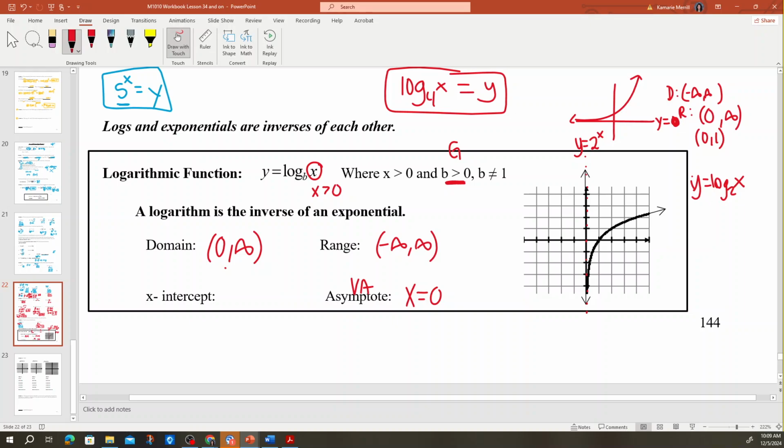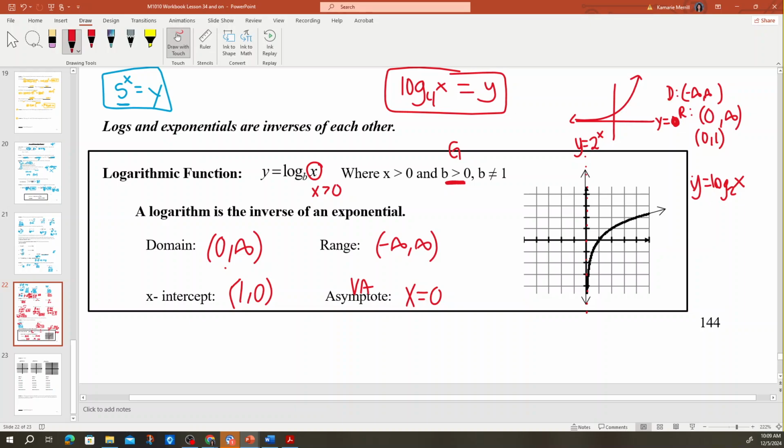And I had a y-intercept at 0, 1. I can swap those, and I will always have a value at 1, 0. So if I had a y-intercept, I have an x-intercept. And those are the basic key features of our parent function for logs.